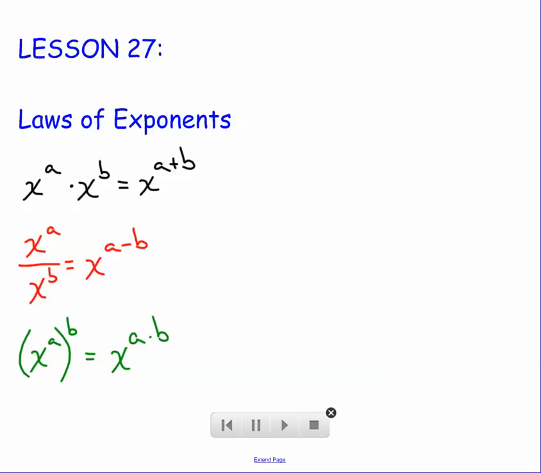But basically, this is saying that when you multiply numbers with the same base, x and x, those are called the base, you add the exponents. When you divide numbers with the same base, you subtract their exponents. And when you raise a power, this is called a power, to another power, then you multiply the exponents. We're going to use that a few times here.